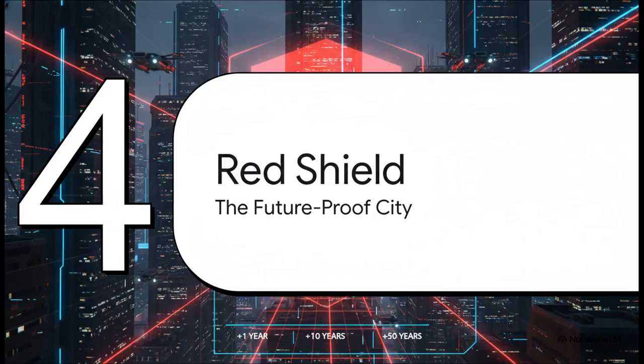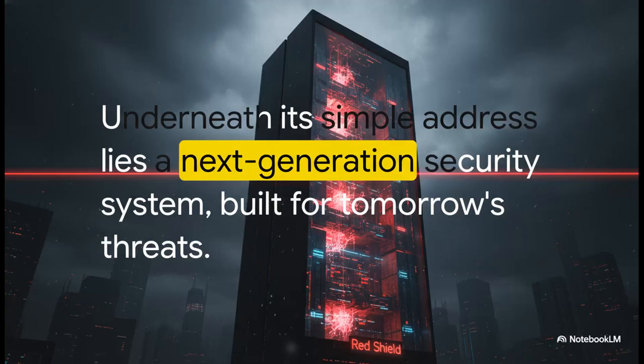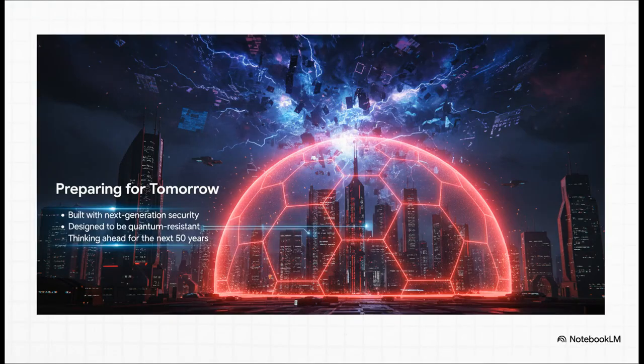Okay, our final destination is a city that was built with a very different kind of timeline in mind. We're now exploring Red Shield, a metropolis designed not just for today or even for next year, but for the challenges of the next 50 years. Kind of like Solana, a Red Shield address might just look like a simple string of letters and numbers. But you can't let that fool you. Because underneath that simple facade is a profoundly complex and incredibly robust security architecture. It's like a city where every building looks perfectly normal on the outside, but is secretly a fortress on the inside. And this is why we're calling it the future-proof city.